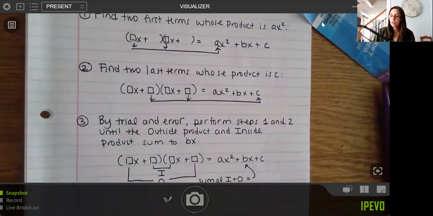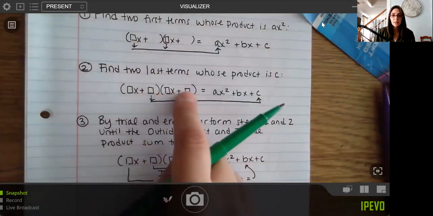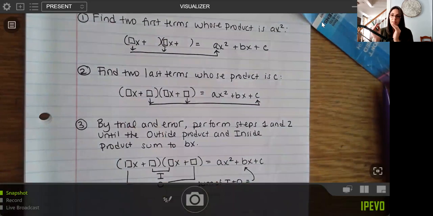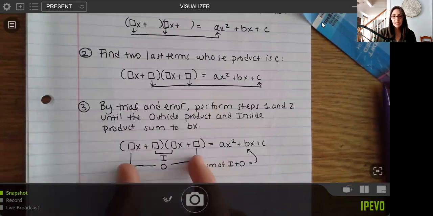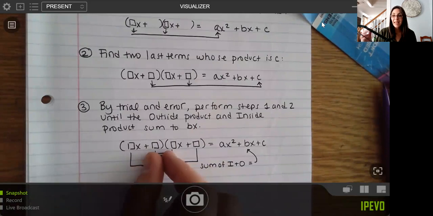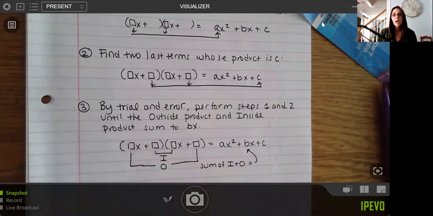Now it's not just that simple. So what happens is your final answer looks something like this. You have one group times another group, typically, is how it's set up. And when you multiply that all out, you need to also make sure that the middle term matches your original. So when you multiply out using the distributive property or the FOIL technique, that outside and inside combination, when you add them, has to be bx.